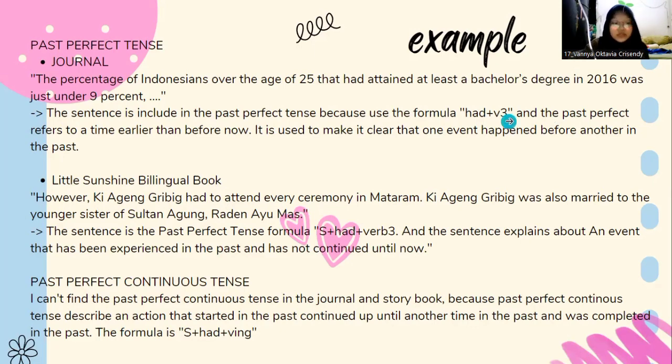Past perfect continuous tense. I cannot find the past perfect continuous tense in the journal and storybook, because the past perfect continuous tense describes an action that started in the past, continued up until another time in the past, and was completed in the past. The formula is subject plus had plus been plus verb in V-ing.